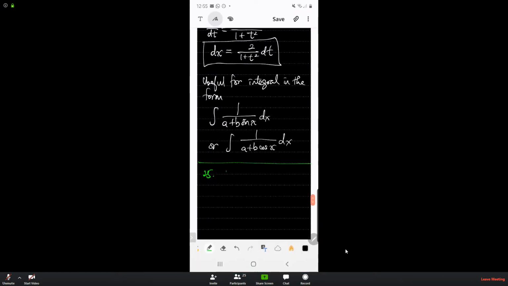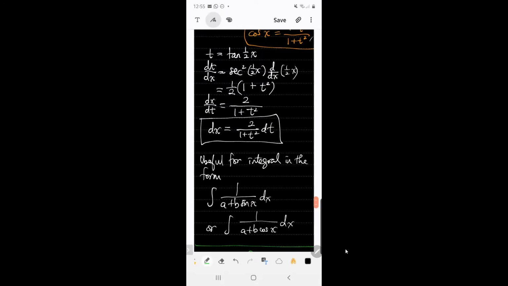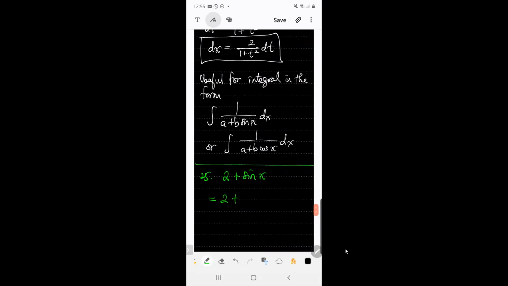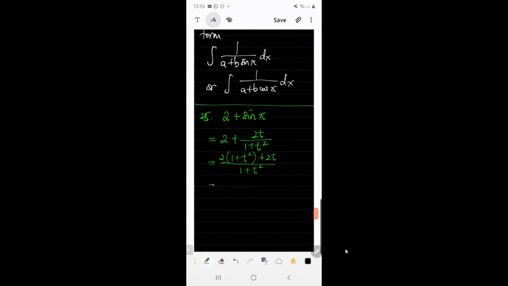I find what this 2 plus sine x is first. 2 plus sine x means 2 plus, as I derived just now, sine x means 2t over 1 plus t squared. So I try to simplify this. I will get 2 times 1 plus t squared plus 2t, divided by 1 plus t squared. Factorizing the 2, I have 2 times 1 plus t squared plus t on top, divided by 1 plus t squared. So this is 2 plus sine x.